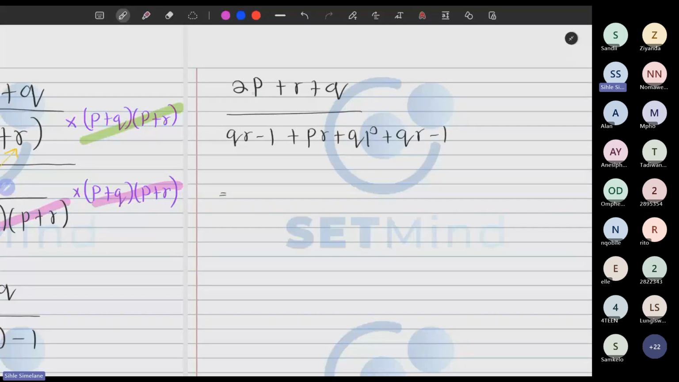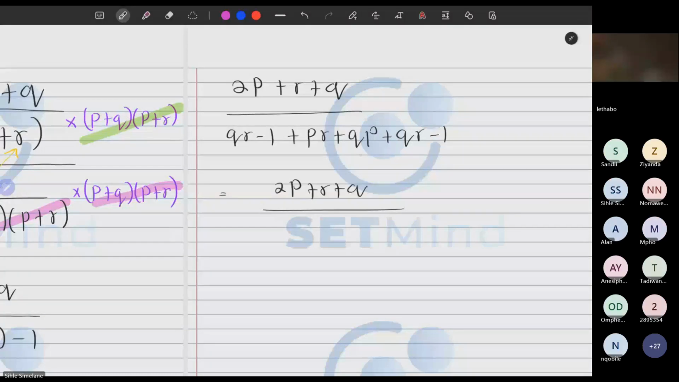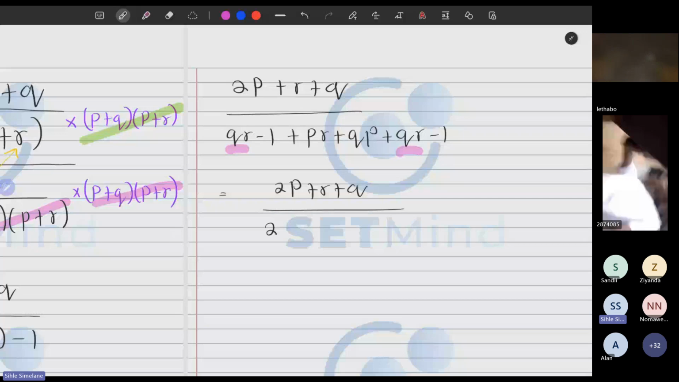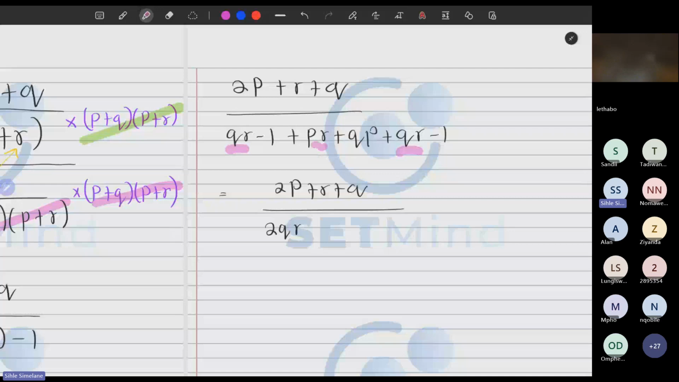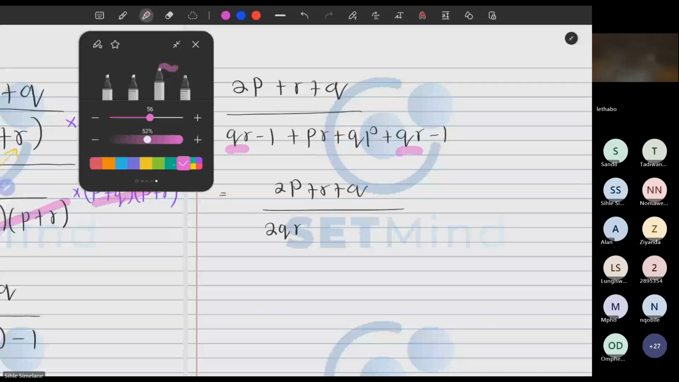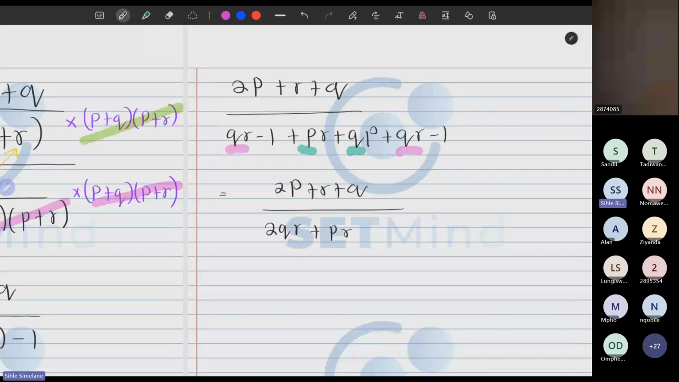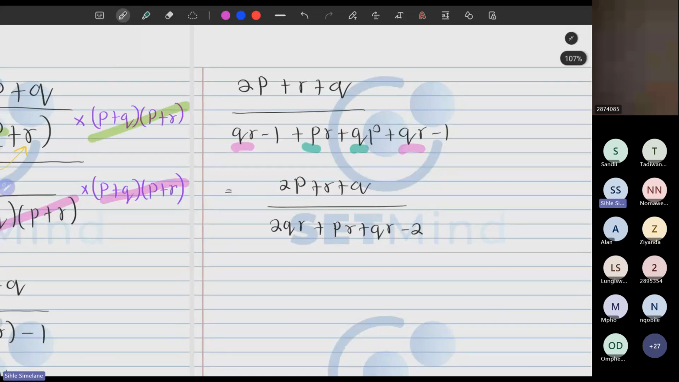So let's try and combine common terms. If you look carefully, that and that look alike, so they make the 2QR. Do we have anything else adding? We have a PR in that. No, they're not adding. So we have that plus PR plus QR minus 2. How is this even useful?